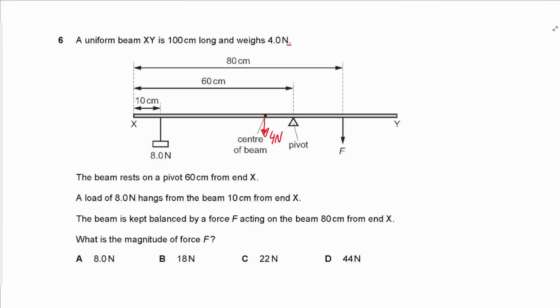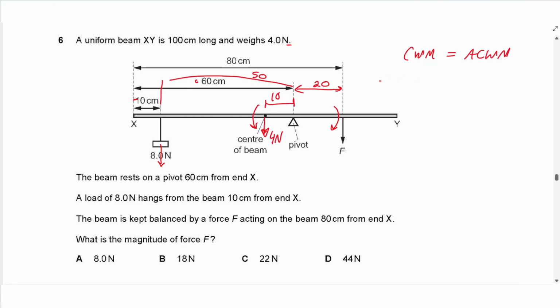So if it is resting, it means it's in equilibrium. So clockwise moments are equal to the anti-clockwise moments. And the clockwise moment is caused by the force F at a distance of the difference between 80 and 60, that's 20. And we have the anti-clockwise moment, we have 4 newtons at a distance here from the middle, which is 50, to the pivot, which is at 60, that would be 10 centimeters. And the distance between the 8 Newton load and the pivot is equal to the difference between 60 and 10. So this distance is 50.